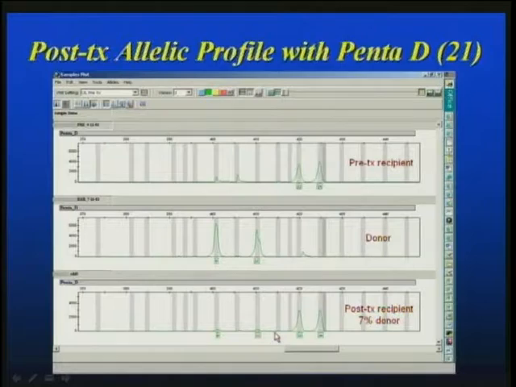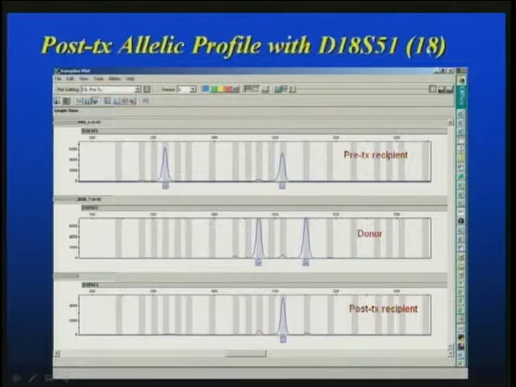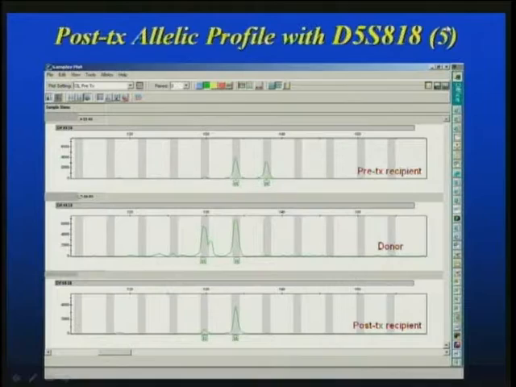But if you looked at a locus on chromosome 18, which was one of the informative loci, here are the pre-transplant recipient's peaks, and here are the donor's peaks. Then you look at the post-transplant recipient, and all you really see is this peak. This allele is missing, and that's because they've lost that entire chromosome. That's true also for the two loci on chromosome 5. You can see pre-transplant there were two peaks, and the donor has two nice peaks, and then post-transplant, again, there's a missing allele.